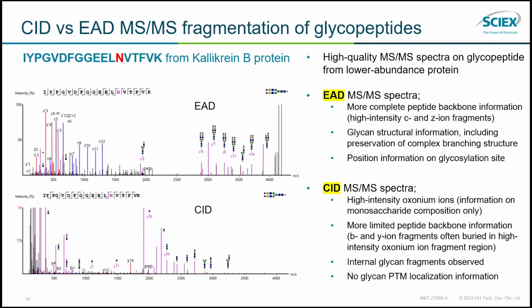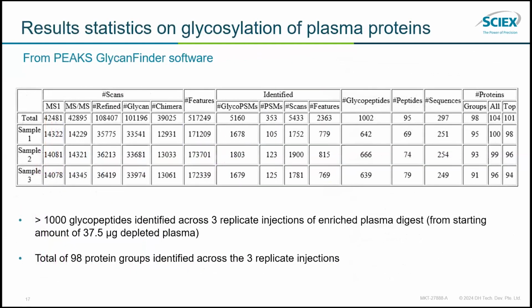With CID, you get the oxonium ions that will again indicate that it's a glycopeptide, but doesn't tell you too much about the structure itself, right? So this is summarizing all the data that we got on this particular application.